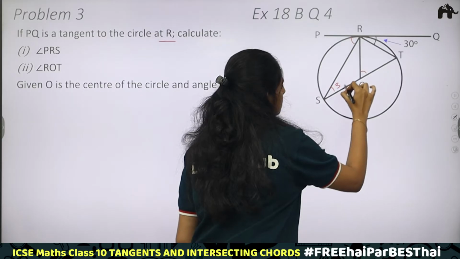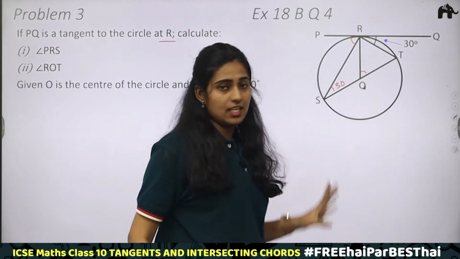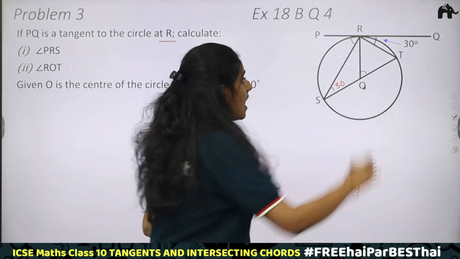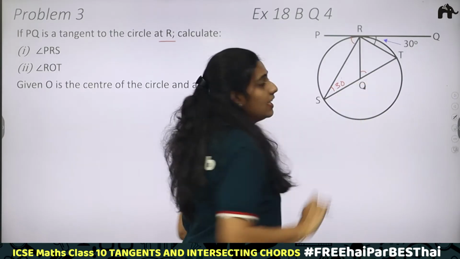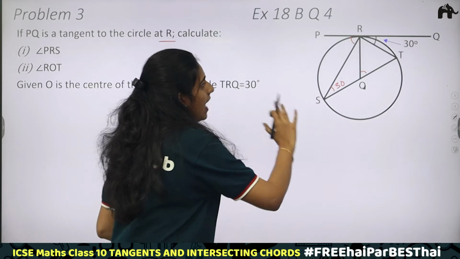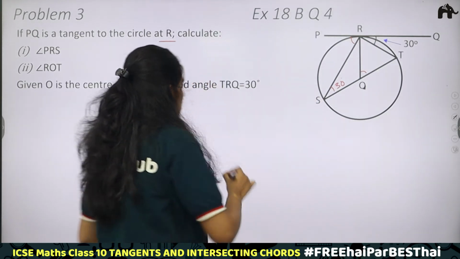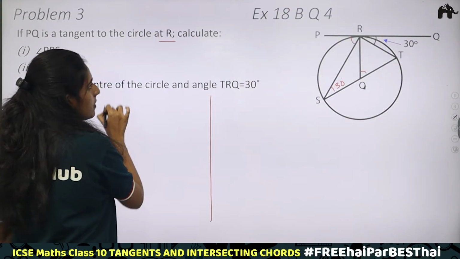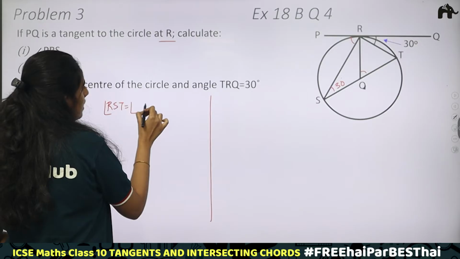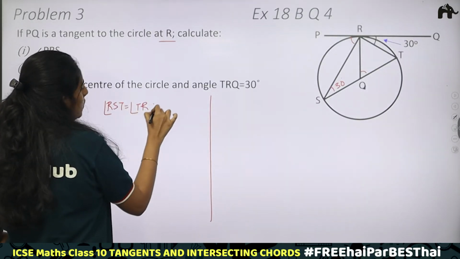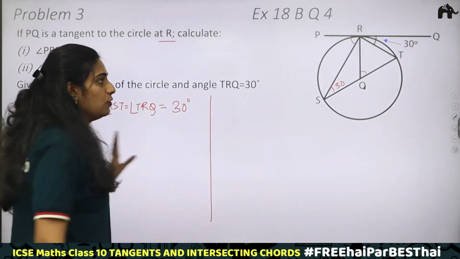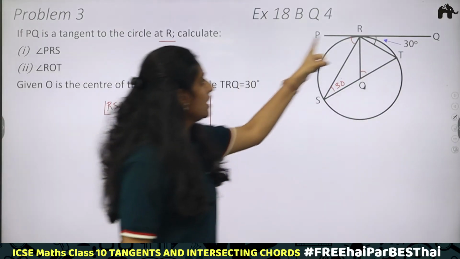What is the reason? When you consider the chord RT, RT makes angle 30 degree with the tangent and RT subtends angle 30 degree with the circumference of circle. Okay, so we have studied that angles in the alternate segment are equal. Therefore, we have angle RST is equal to angle TRQ equal to 30 degrees. Okay, what do we need to find? We need to find first PRS.